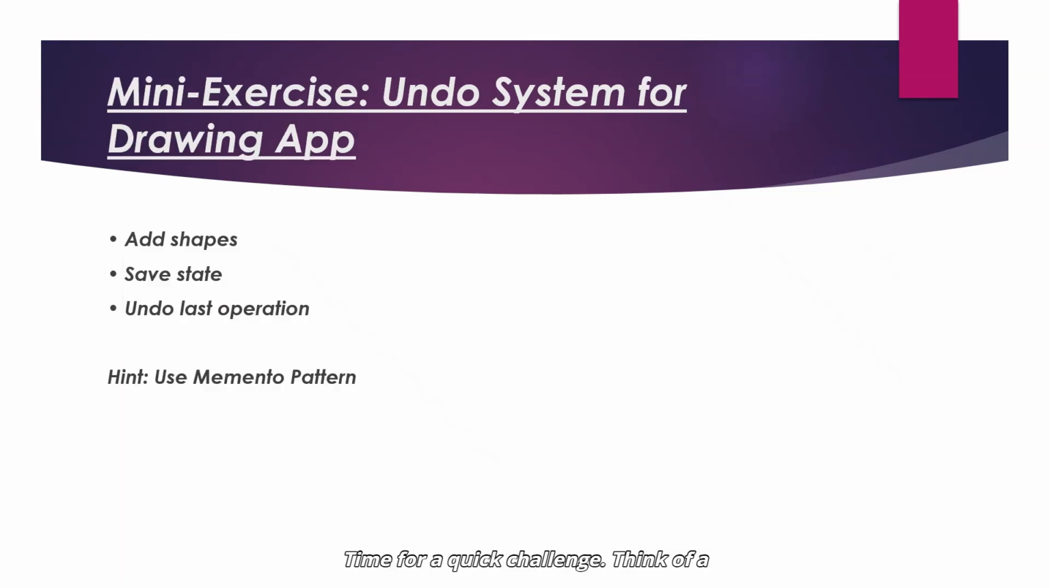Time for a quick challenge. Think of a drawing app where a user can create shapes, circles, rectangles, lines. Now implement undo functionality. How would you do that? Use the memento pattern. Each time a user draws, save a snapshot of the canvas. When they press undo, restore the previous snapshot. Give it a try after the session.